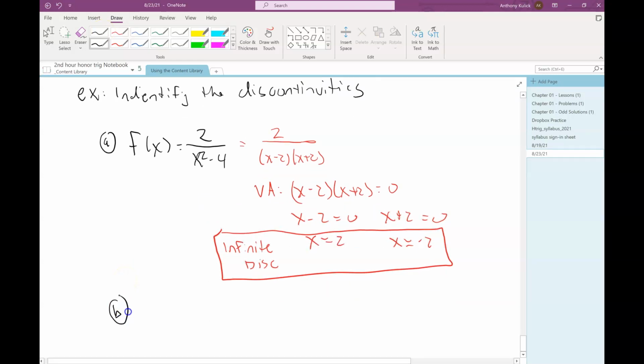Or if we asked you where it was continuous, I guess we could say it's continuous from negative infinity to negative 2, and then negative 2 to positive 2, and then 2 to positive infinity, right? Everywhere around those infinite discontinuities. So coming up to negative 2, in between negative 2 and positive 2, whatever it does in there, and then after positive 2.